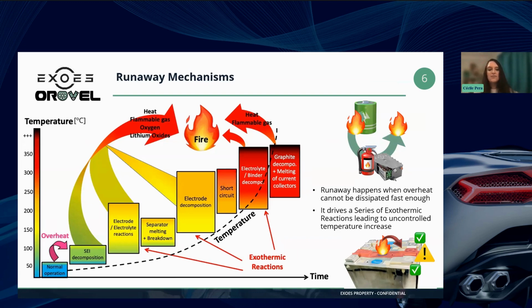It will involve mechanisms such as solid electrolyte interface decomposition, and it can make the separator of the battery cells melt, so you understand it's not a good idea to put anode and cathode in direct contact, or decomposition of the electrode, all of them releasing heat and ending up in a complete fire.